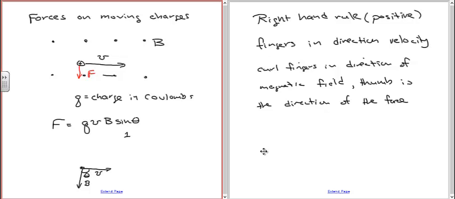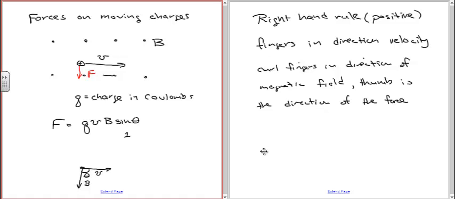If the velocity is going the same direction, but the magnetic field is going into the board, then the force is going to go up. And again, if this were a negative charge, it would be going down.